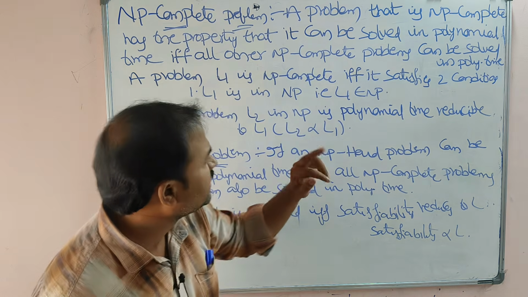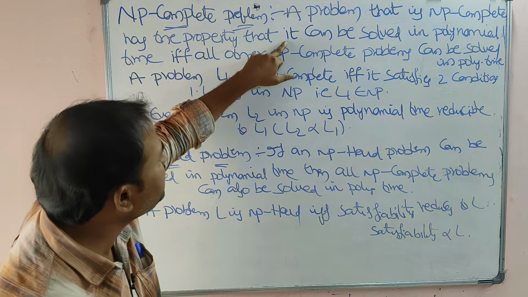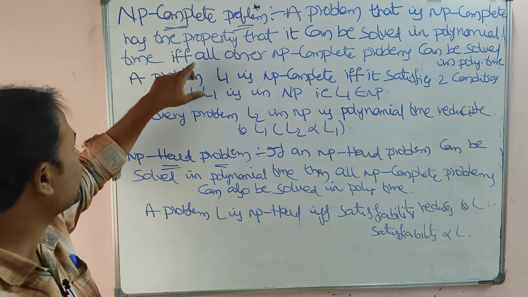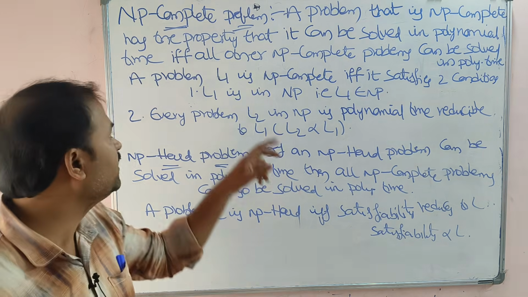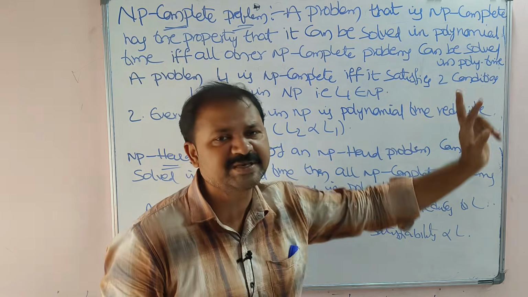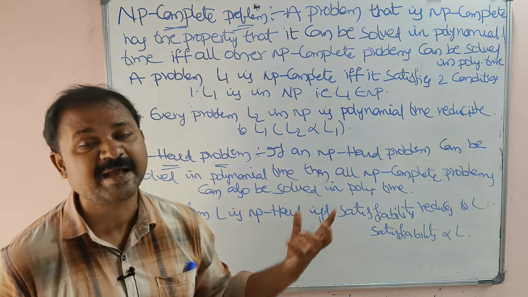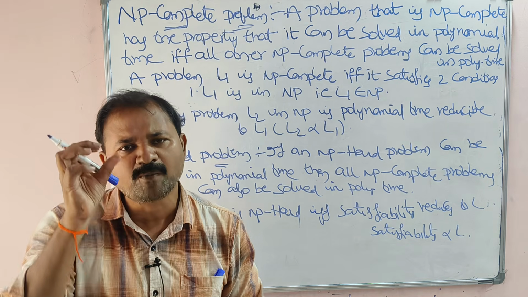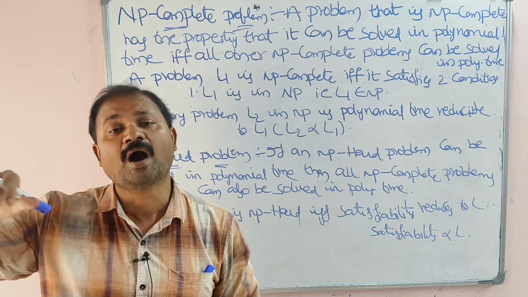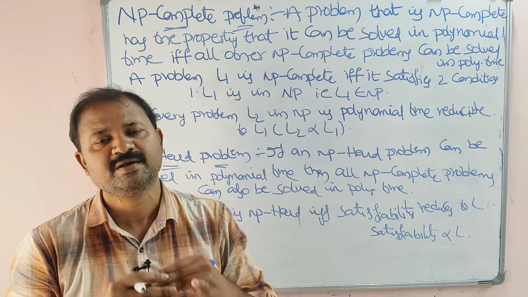A problem that is NP complete has the property that it can be solved in polynomial time if and only if, IFF means if and only if, all other NP complete problems can also be solved in polynomial time. So what is the property of the NP complete problem? If a problem is solved in polynomial time, then all other NP complete problems can also be solved in polynomial time.